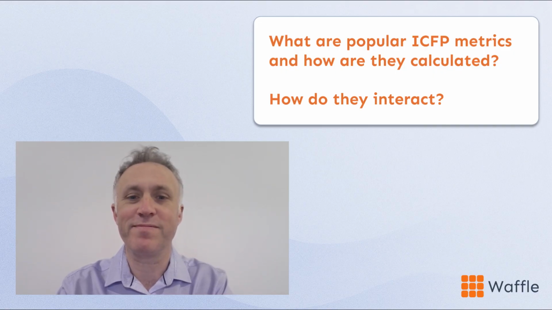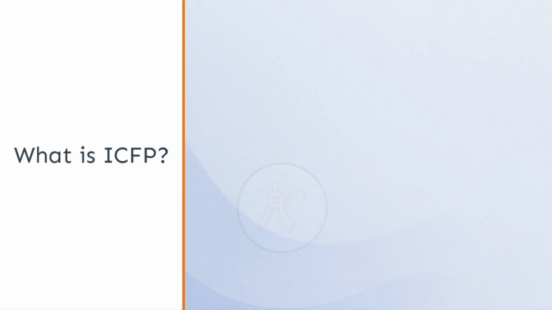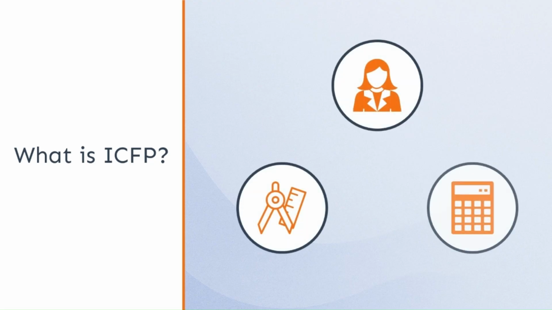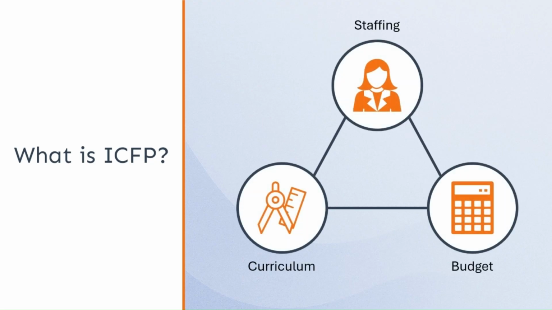In the previous video, we saw that ICFP is all about balancing three things: your curriculum, your staffing, your budget. If any one of these is out of sync, it affects the others. So the aim of ICFP is to bring them into alignment, so your school can operate sustainably and deliver a strong educational experience. Central to this are metrics that bring all three together.